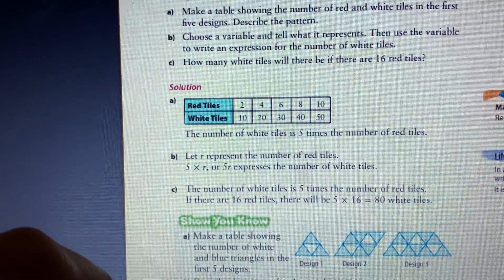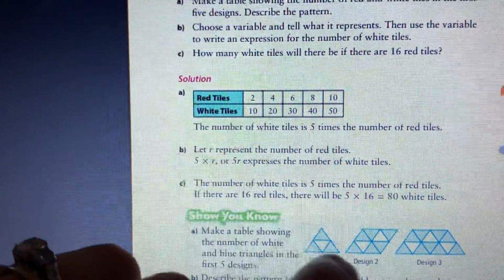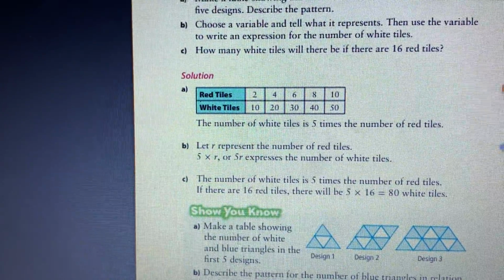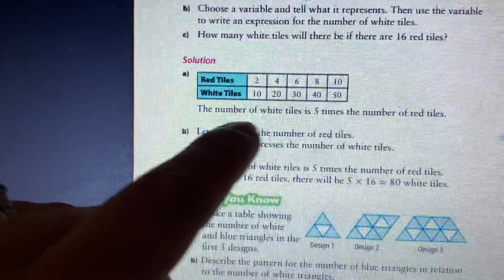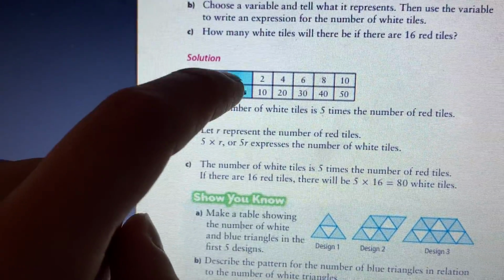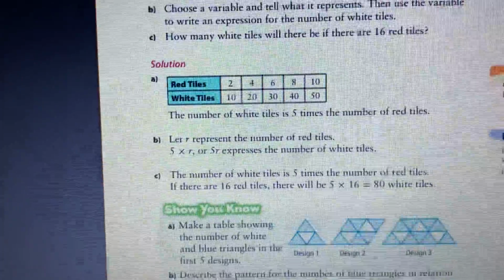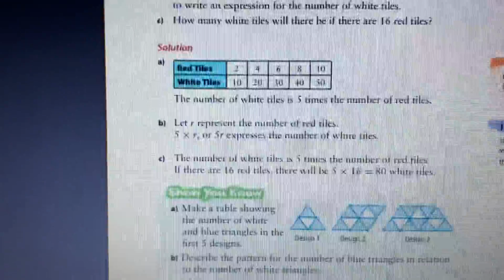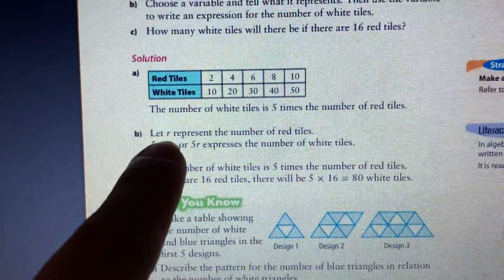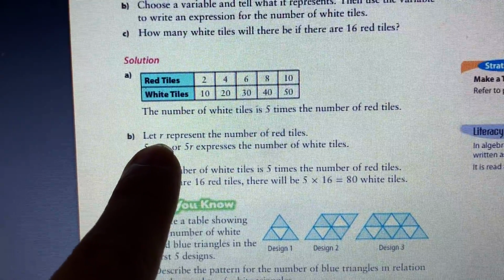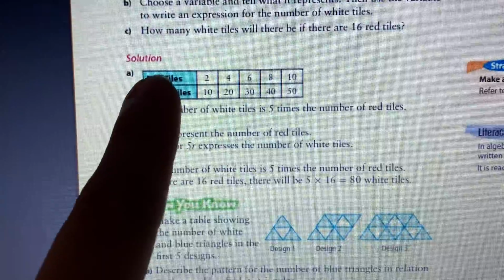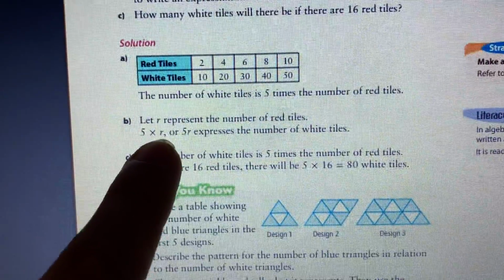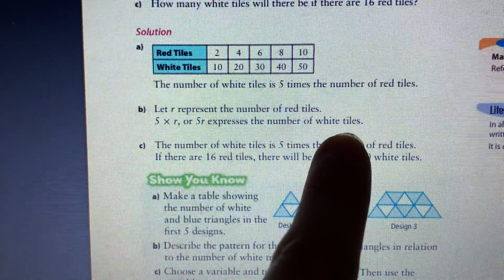This third pattern is the most important, the relationship between the 2 numbers. And you can see they wrote it down here. The number of white tiles is 5 times the number of red tiles. So once you know the relationship between the 2 numbers, you can write an equation. And in this equation, you're going to have a letter. And we know that this is then an algebraic equation. And the letter is going to represent the number of tiles. In this case, they want it to represent the number of red tiles. So they're saying 5 times R, which is the number of red tiles, equals the number of white tiles.